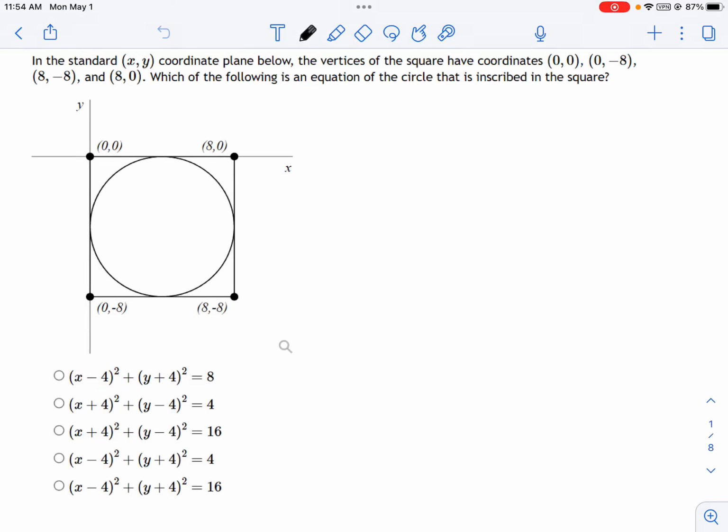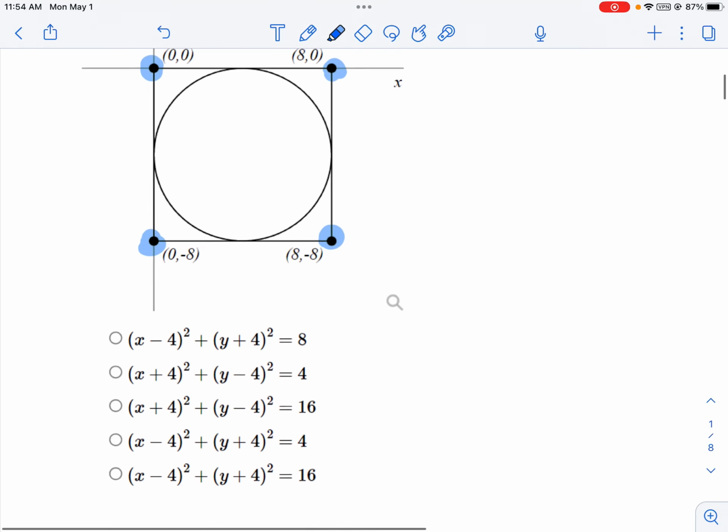Hello and welcome. So we have in the standard xy coordinate plane below, the vertices of a square with the coordinates (0, 0), (0, -8), (8, -8), as well as (8, 0). Which of the following is an equation of the circle that is inscribed in the square?